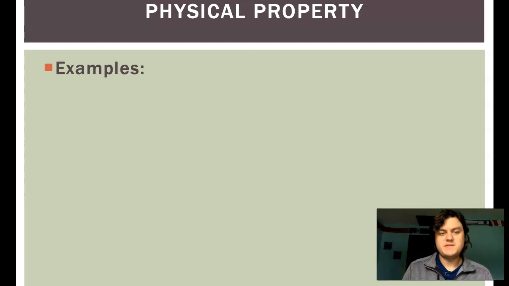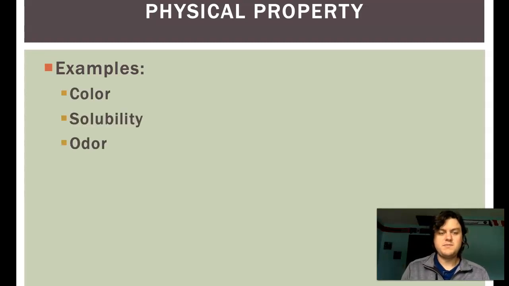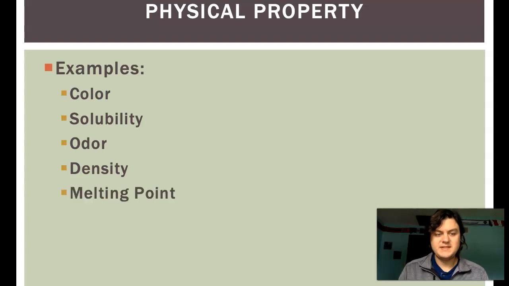Here are some examples: color, solubility, odor, density, melting point. With each of these, we can take a sample of a substance and determine these things. What color is it? Does it dissolve in water? We can calculate its density through measurement, or measure its melting point. And we can observe each of these traits without changing the identity of the substance.